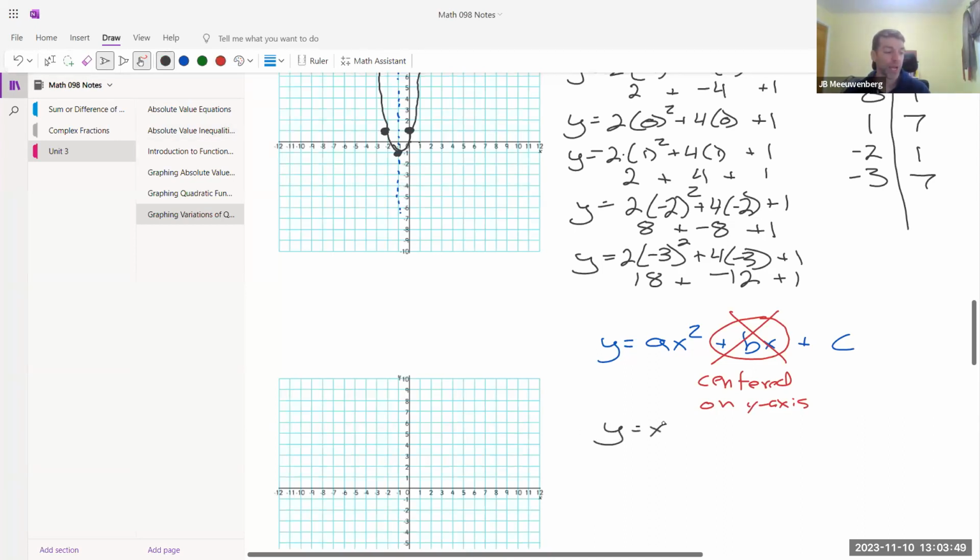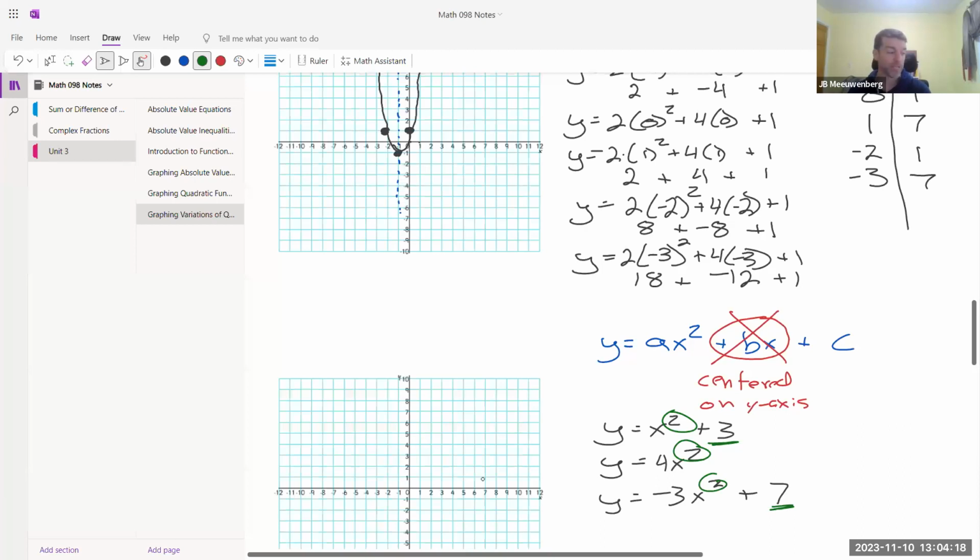So your equation might look like this. Y is equal to x squared plus 3, or y is equal to 4x squared, or y is equal to negative 3x squared plus 7. Notice how none of those have a b term. They don't have any terms that have just an x in them. They have an x squared. Some of them have a constant, but none of them have a b term. If that's the case, then you know it's going to be centered right on that y-axis.